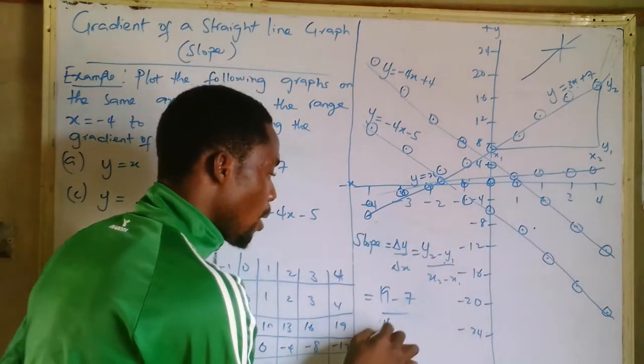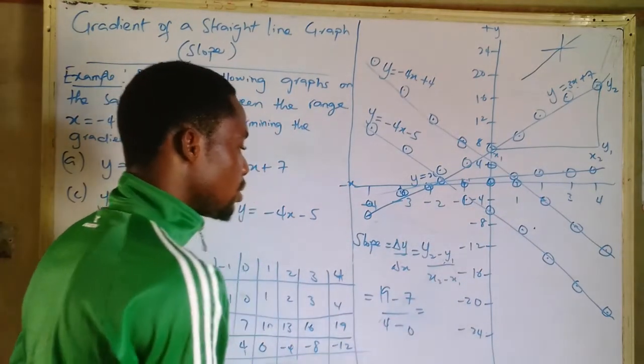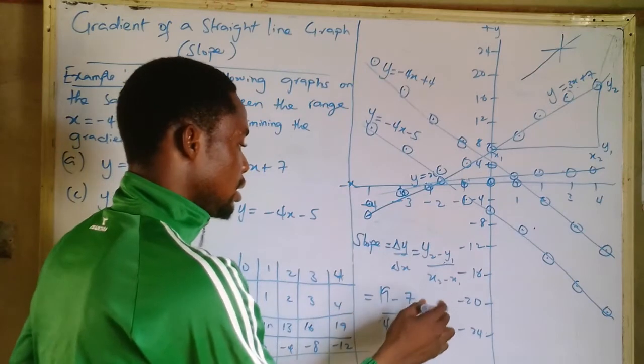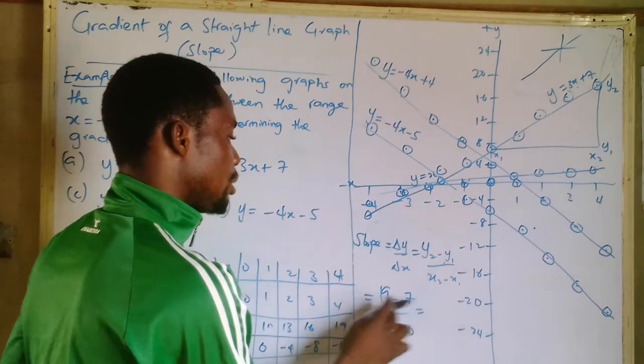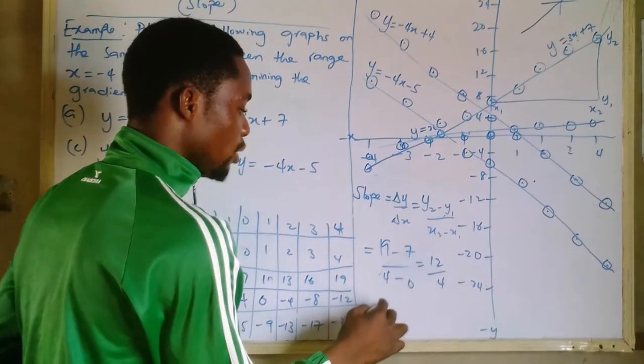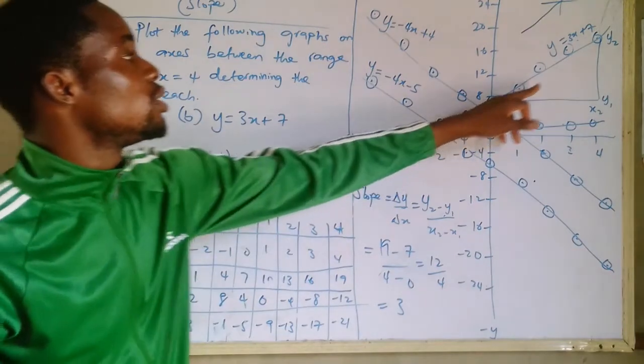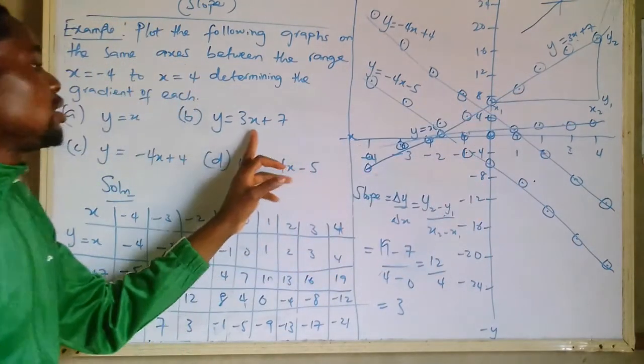That's 4 minus, this is 0 automatically. So I'm going to have 19 minus 7 here, which is 12, over 4. So 12 over 4 there is 3. It means that my slope for this question B is 3.